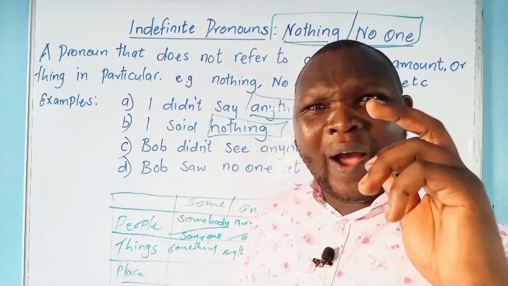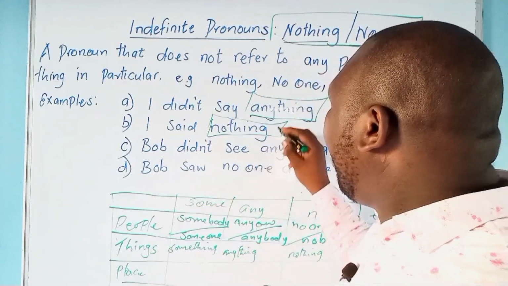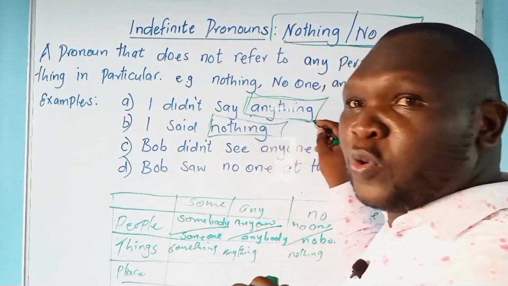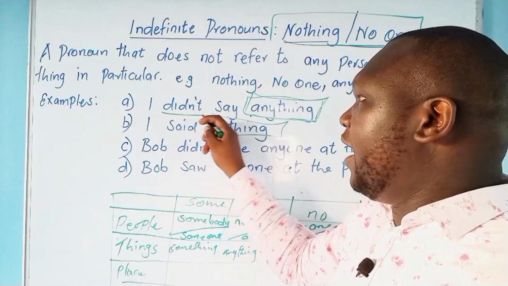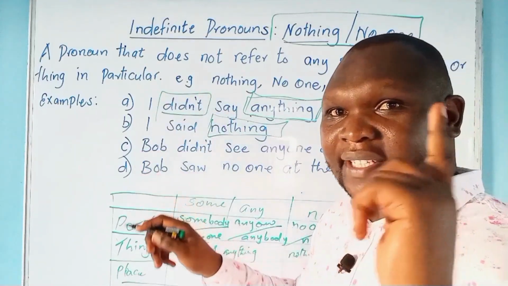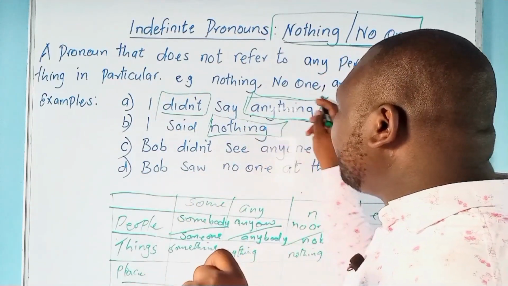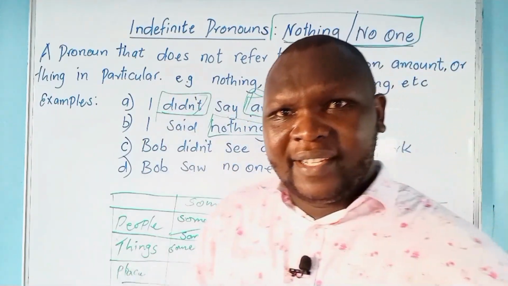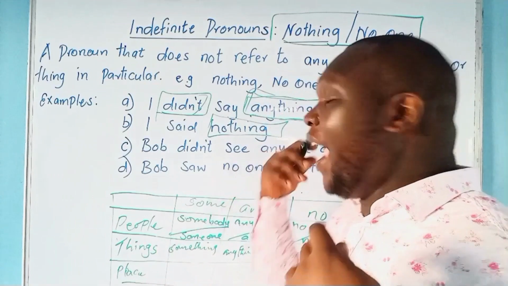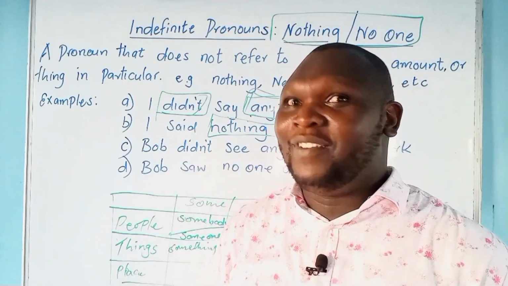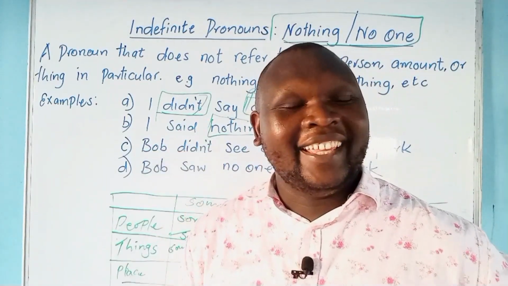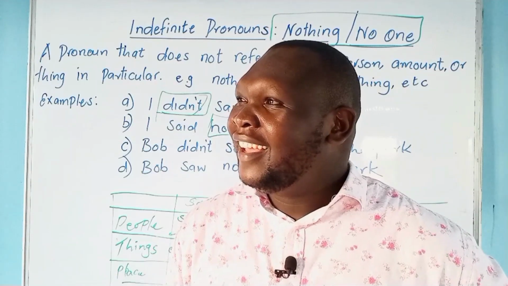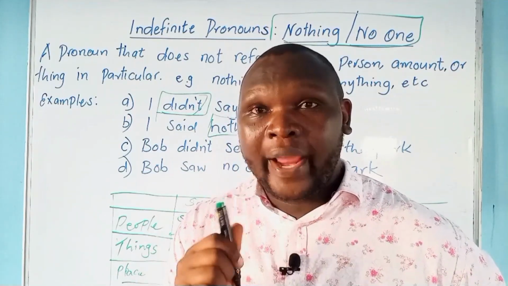So we come to understand that "anything" is used with a negative verb. That is the secret, number one. "Anything" is used with a negative verb. So it is easy now. If you want to use "anything," use it with a negative verb. "I didn't say anything." Correct.